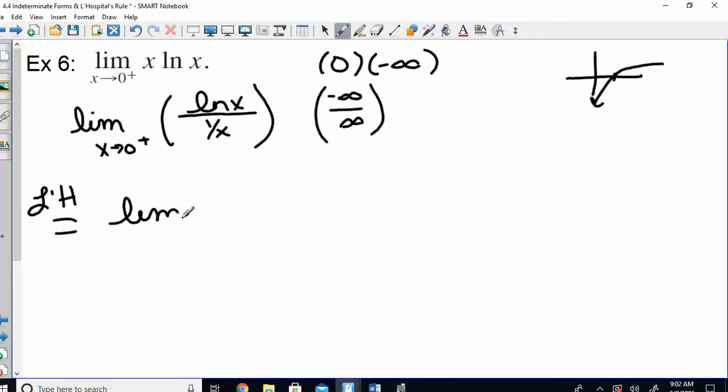I did ask you to please just write LH over your equal sign so I know what you did. And then we do the derivative of the top and bottom. So the derivative of natural log of x is 1 over x. The 1 over x on the bottom, you could think of that as x to the negative 1 power. So its derivative would be what? Negative x to the negative 2? Or negative 1 over x squared?